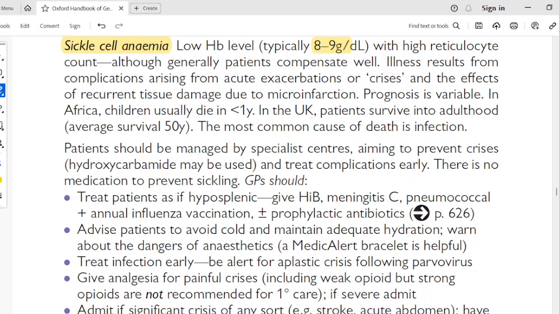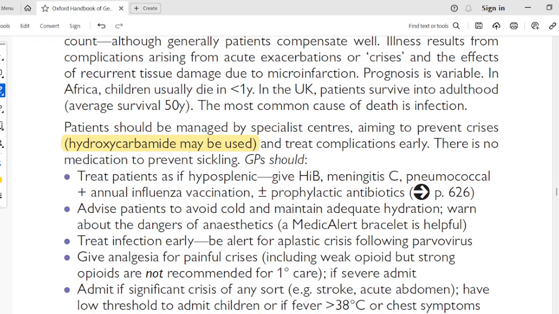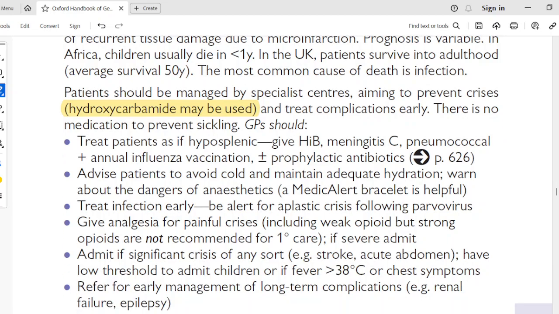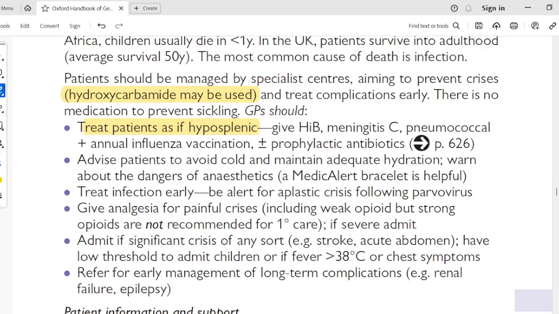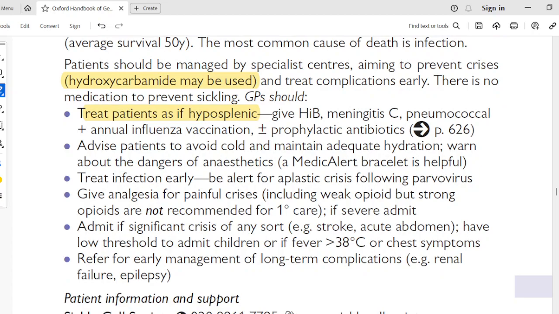Patients should be managed by specialist centers aiming to prevent crisis. Hydroxycarbamide may be used, and complications should be treated early. There is no medication to prevent sickling. The GP should treat the patient as if hyposplenic, so there is functional hyposplenia in this patient. So you have to give them the HIB vaccine, meningitis C vaccine, pneumococcal vaccine, plus annual influenza vaccination, plus prophylactic antibiotics. All of these five you have to give.